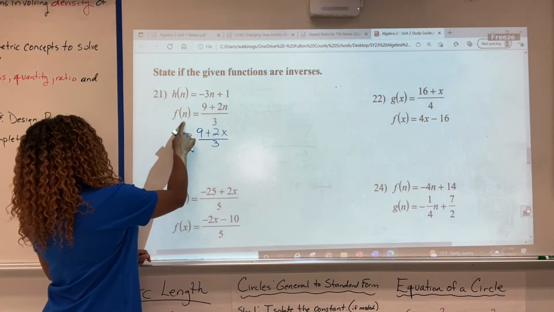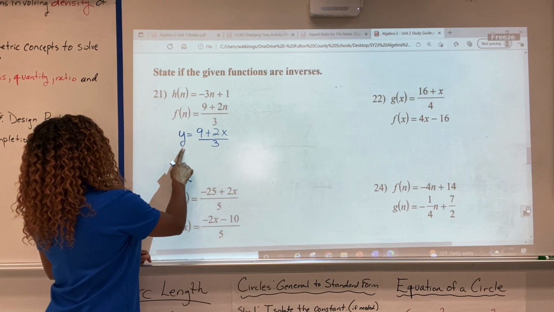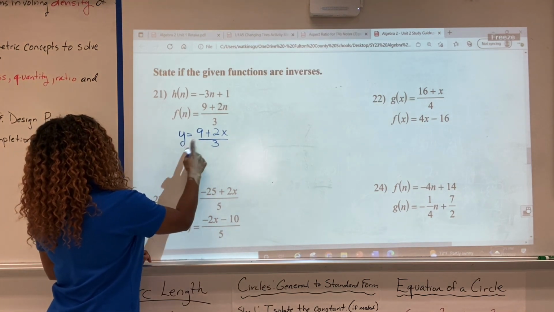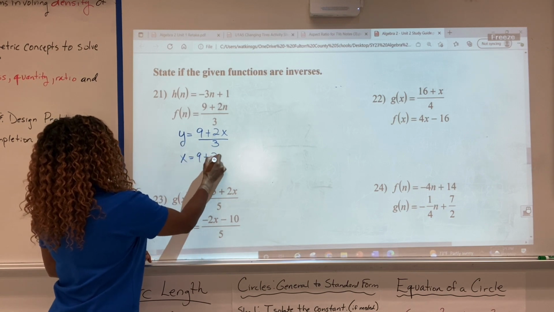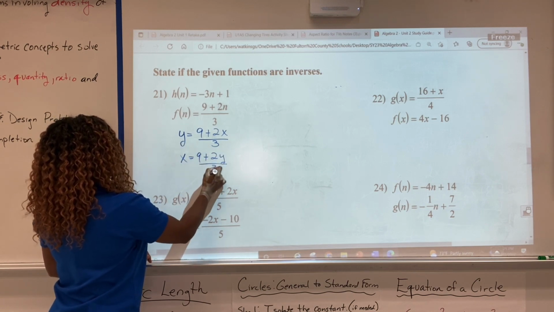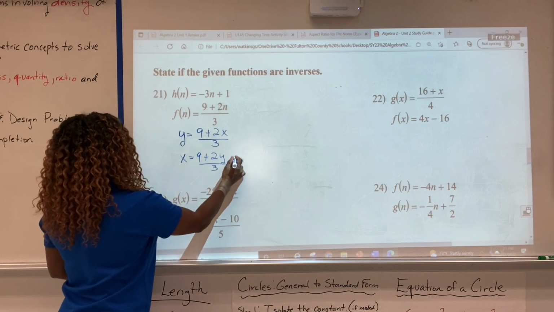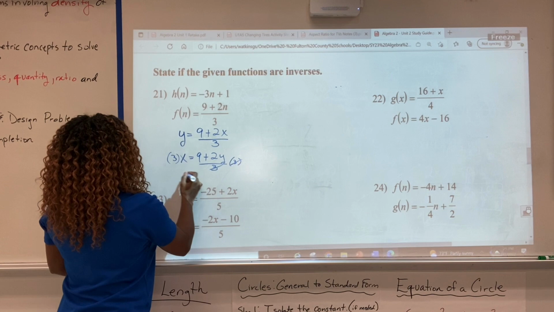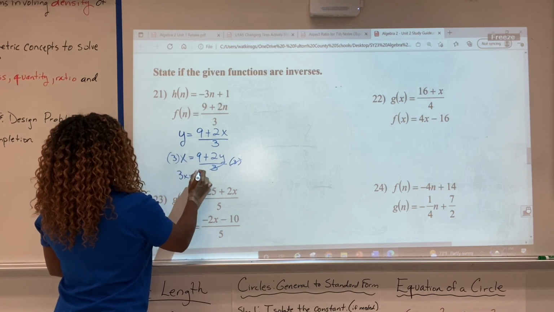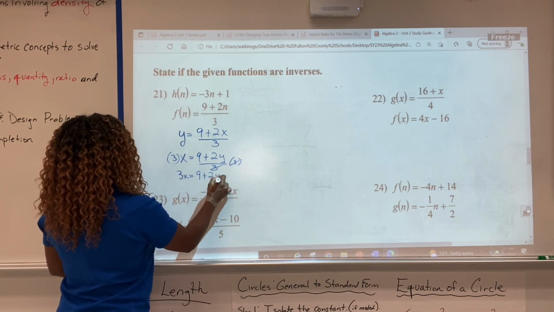So step 1, change function notation to y. Step 2, switch the x and the y. So we'll put the x here, 9 plus 2y here. And let's solve for y. So I'm going to multiply by 3 on both sides. So this is what we get. We get 3x is equal to 9 plus 2y.